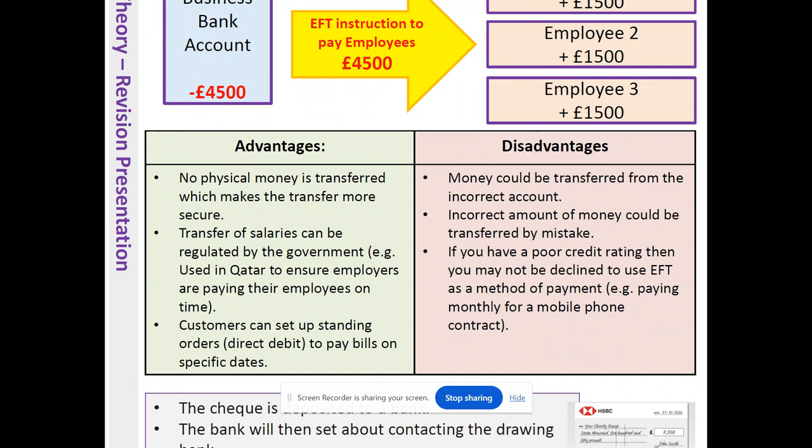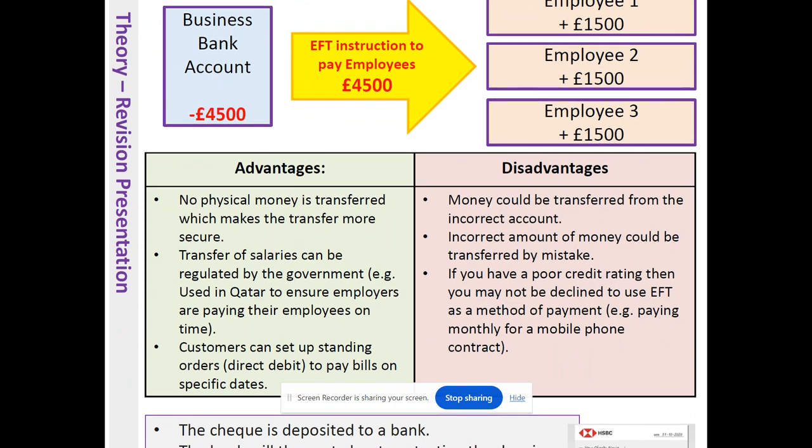However, the disadvantage is money could be transferred from the incorrect account, or the incorrect amount of money could be transferred by mistake. Let's say, for example, you want to take out a phone contract in the UK and you want to pay monthly. If you have a history of poor credit, you're not been paying your bills on time, you may be declined to use EFT as a method of payment.